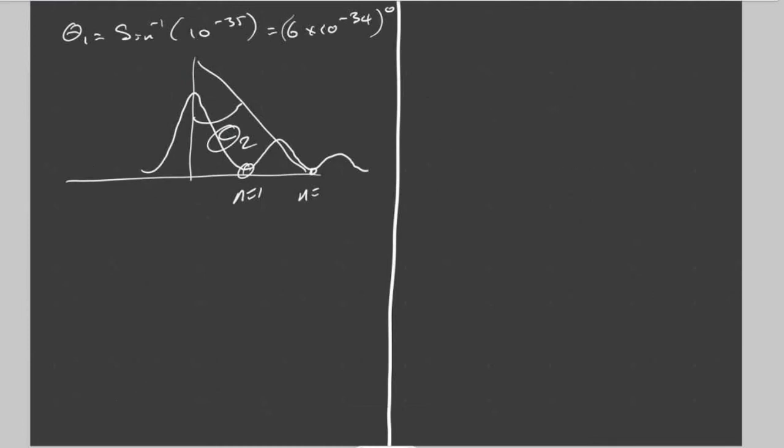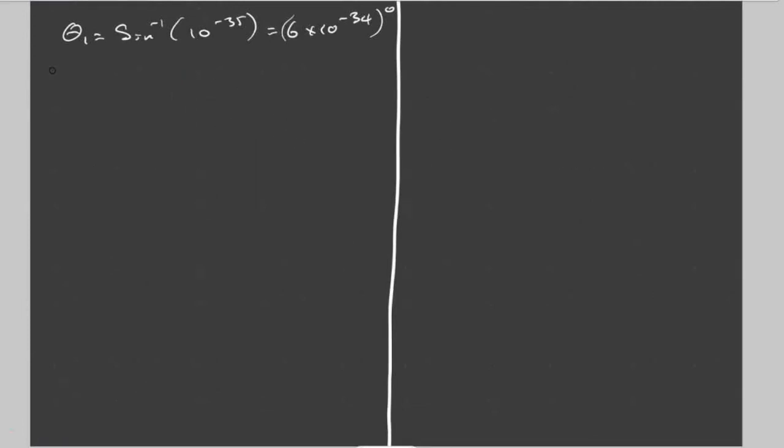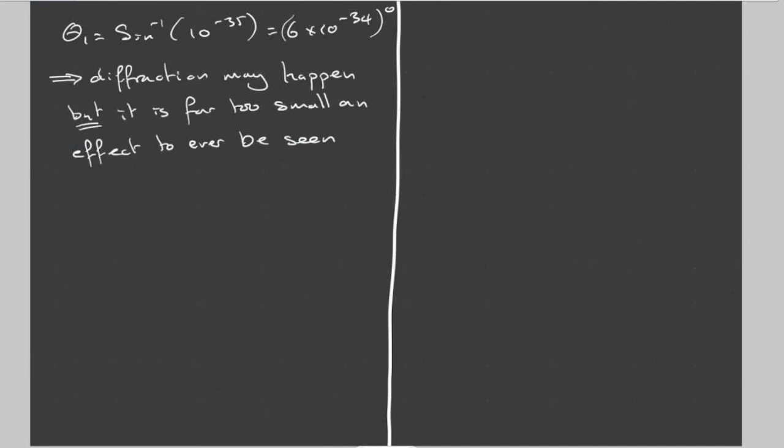So what we seem to be seeing is that diffraction may happen, but it is far too small an effect to ever be seen. Which feels like a bit of a get out. It feels like a bit of a fiddle. Oh, you say it happens, but you can't detect it. So let's just, before we give up on the idea that this feels like rubbish, we can't detect it, so maybe it is rubbish, let's just look at why this value is so small.